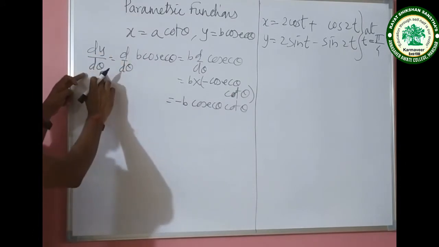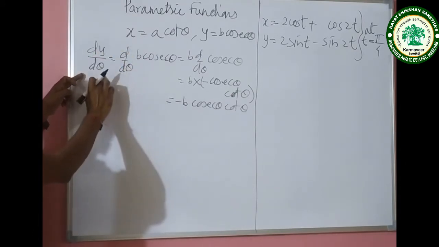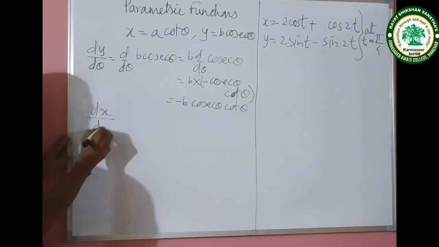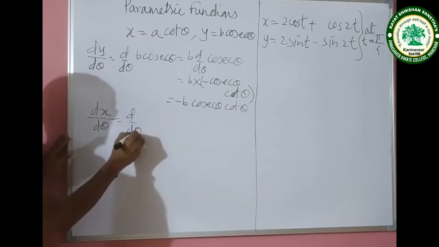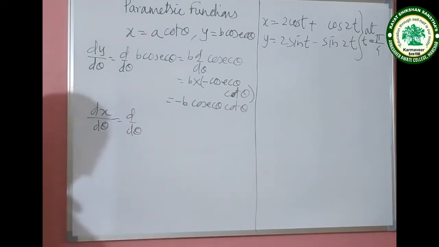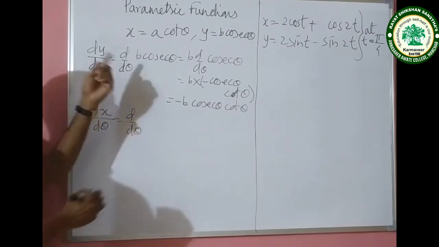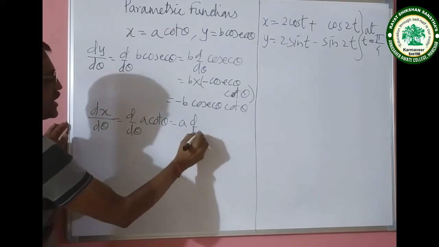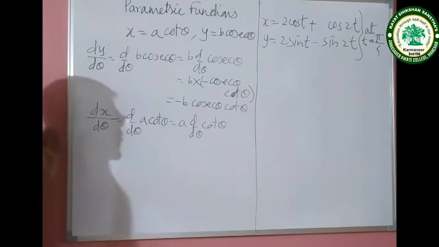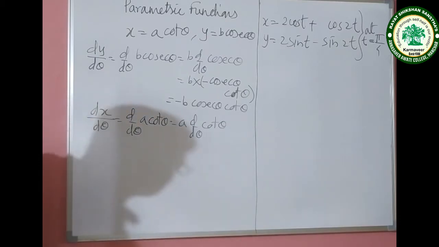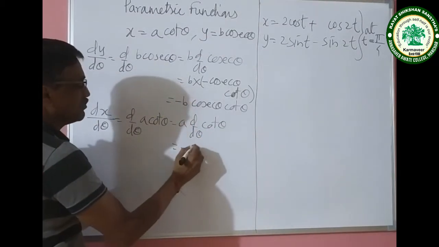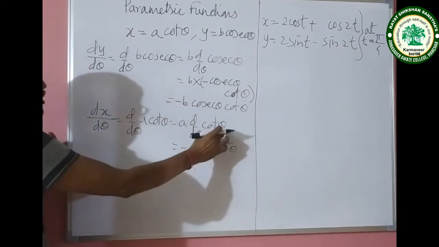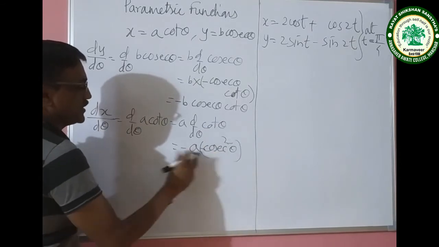So y is a function of theta, so find derivative of y with respect to theta. Similarly, x is a function of theta. Find derivative of x with respect to theta. So d by d theta, derivative of a function x with respect to theta. What is x? A cot theta. A will come out as a constant. D by d theta of cot theta. So what is the derivative of cot? It is minus cosec square. So derivative of cot theta is minus cosec square theta. Cot has derivative minus cosec square theta.